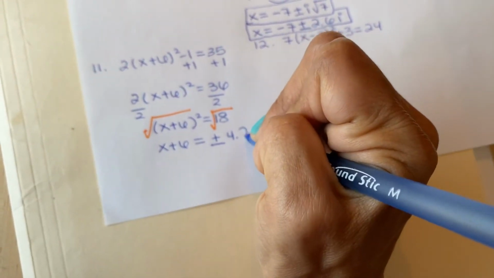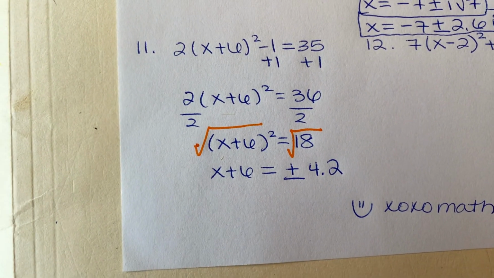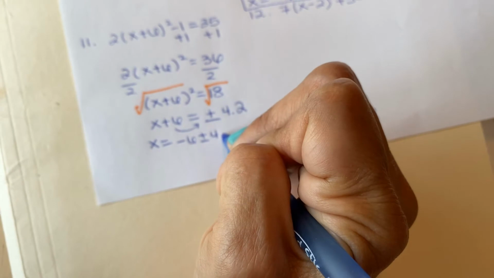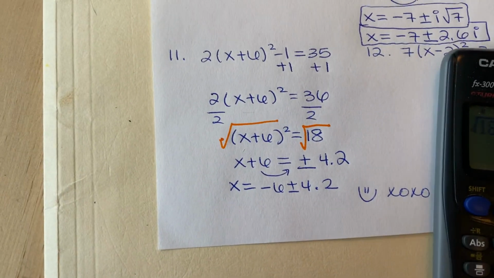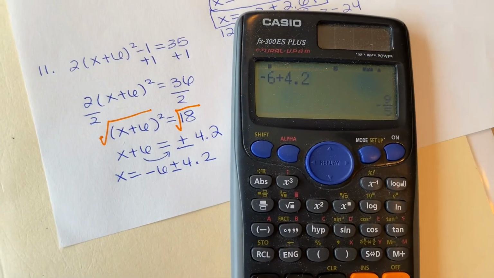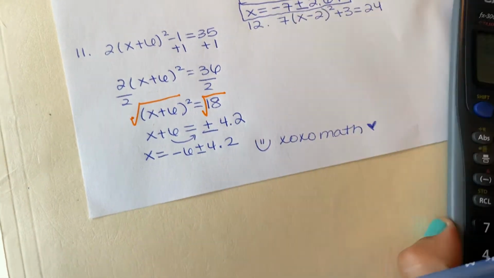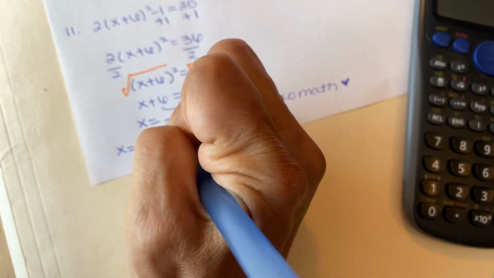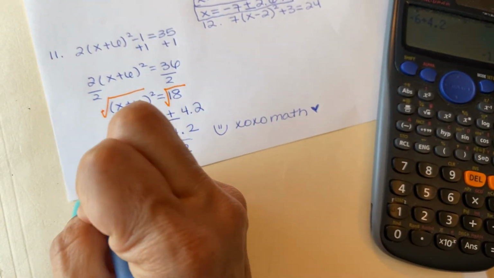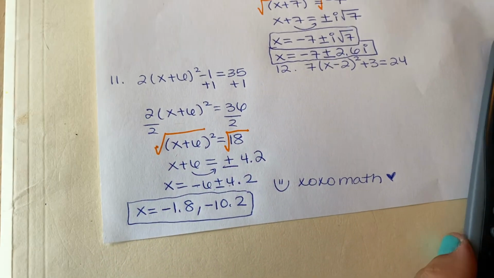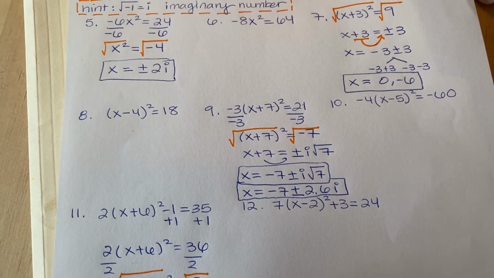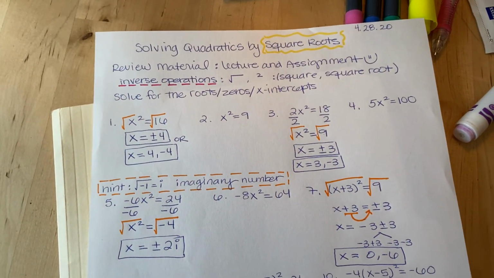And I get x plus 6 is equal to plus or minus rad 18, which is 4.2. We just throw that in the calculator. Take this 6 over: -6 plus or minus 4.2. You can grab the calculator and take in -6 plus 4.2. I get -1.8. And -6 minus 4.2 is -10.2. And these two are your answers. Fair enough.